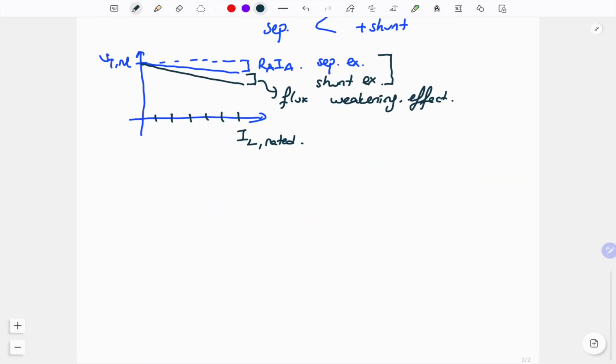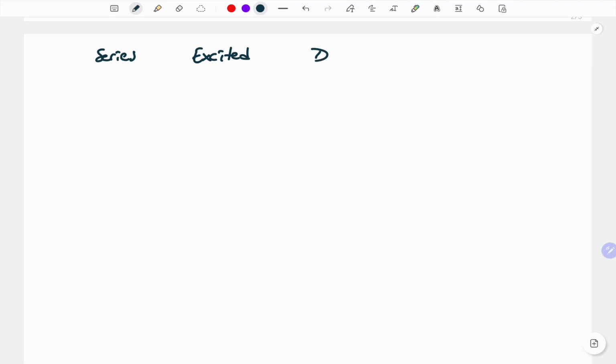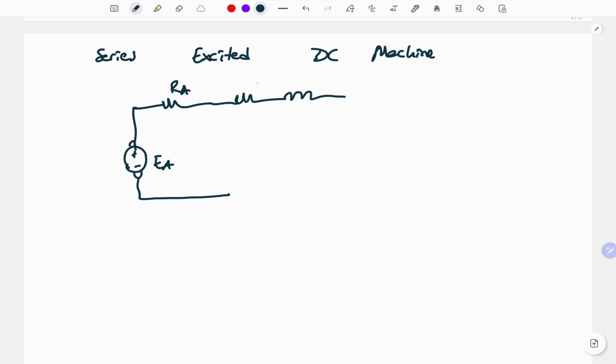Okay, what about the third group? Series excited DC machine. For series excited, what we will do is connect our armature and field windings in series. So let's start with the armature part with EA and RA. Then we can continue with the series connected field side. And the terminal voltage will be here.